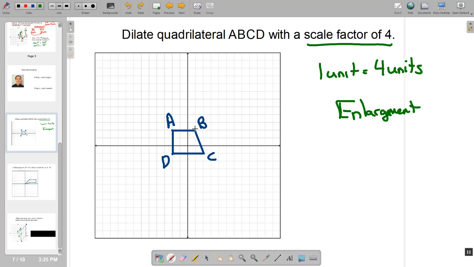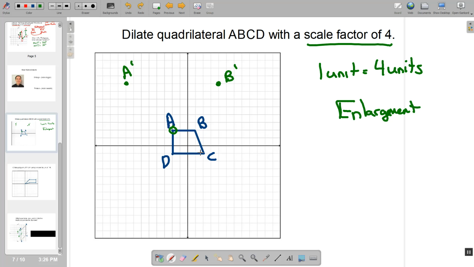So if we look at each individual point, let's start with A, which comes first in the alphabet. It is back 2 and up 2 from the origin. It now needs to be back 8 and up 8 because we are enlarging. So back 8 and up 8 puts us right here for A prime. B, by extension, is over 1 and up 2, so B prime must be over 4 and up 8. And because you know that A and B are parallel to each other, that means that A prime and B prime must also be parallel to each other.